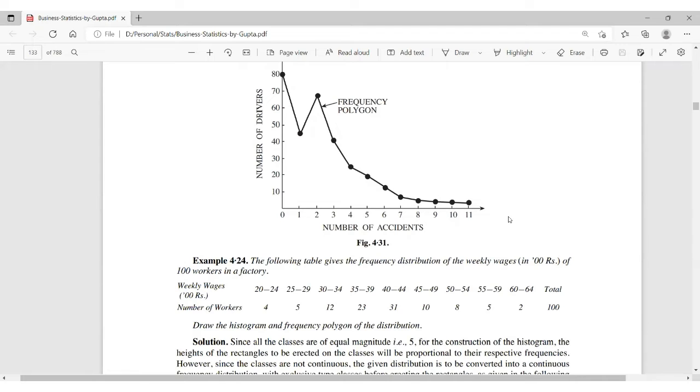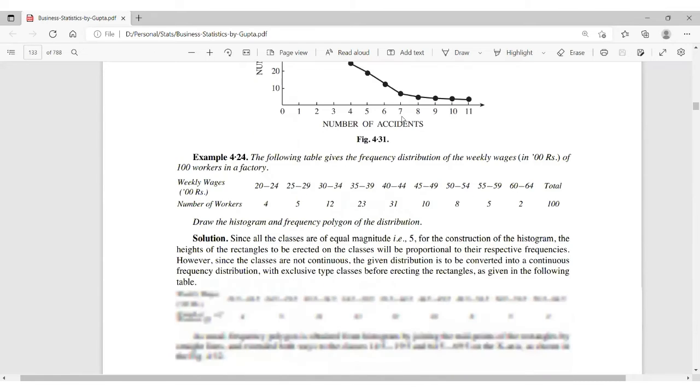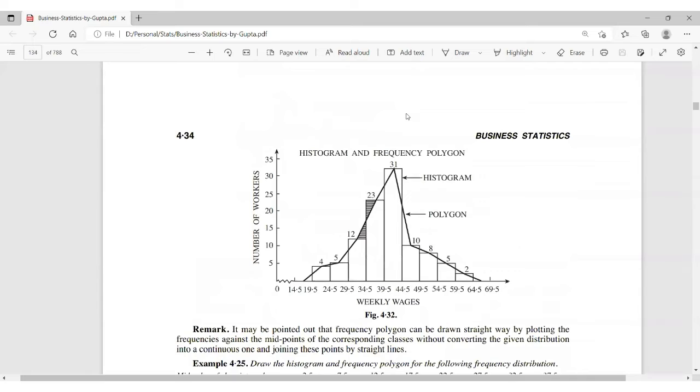Okay. Okay, sir. If we draw with a free hand, if we draw by free hand, that is called frequency curve. Okay. Frequency curve, right? Okay, sir. Ye wo example ek bataya na histogram mein banana wahi.